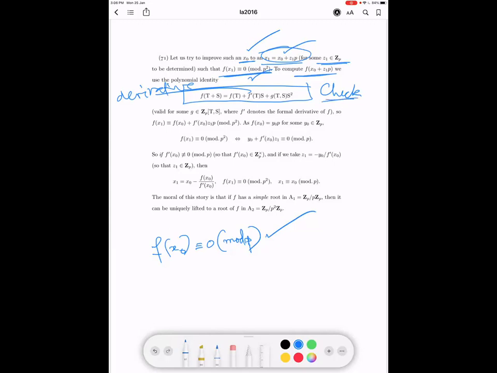I request you to check it. This is very easy. You can use, for example, the fact that the derivative is a linear thing. The derivative of a sum is the sum of the derivatives, and so on. And every polynomial is a sum of some kind of monomials. So you just need to check it for monomials, for which it is trivial. Okay. Now, I'll use this identity to evaluate f of x1.